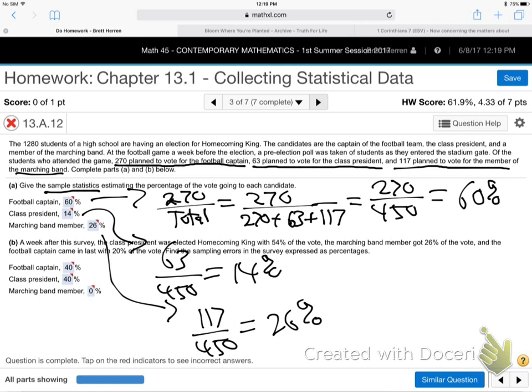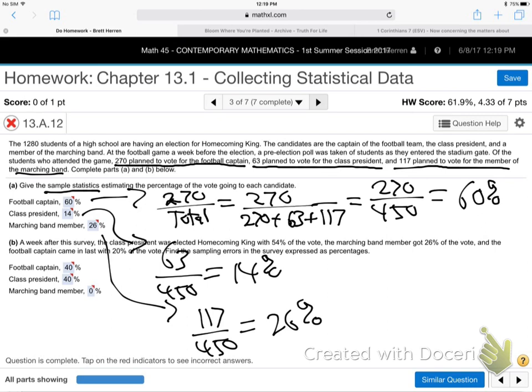A week after the survey, the class president was elected homecoming king. Wait, who won? Class president. Is that who they predicted? No. What did the poll ahead of time predict? So here's what we're really interested in: good polls, wise polls and foolish polls, right? What did they predict in their poll? Football captain by far. How'd they say the class president was going to do? Terrible, they thought, a week before.